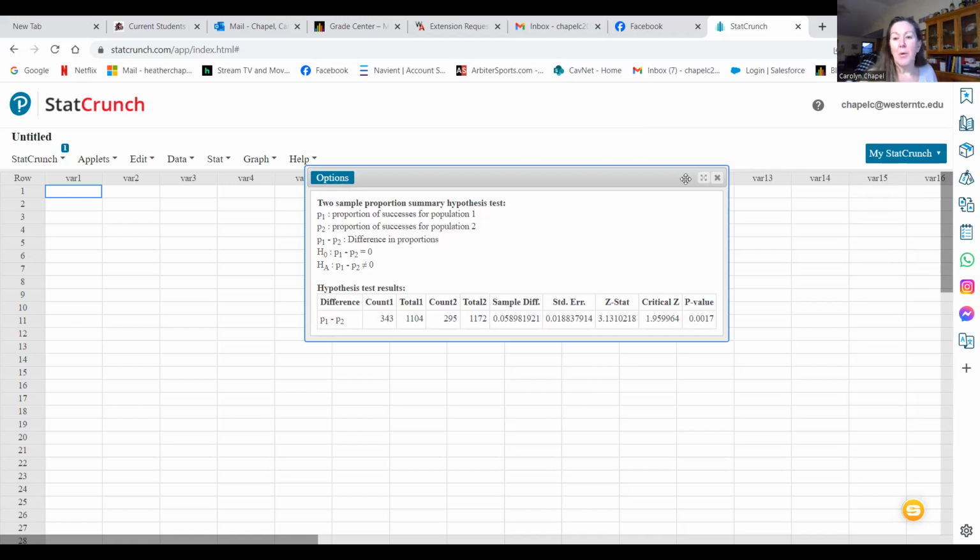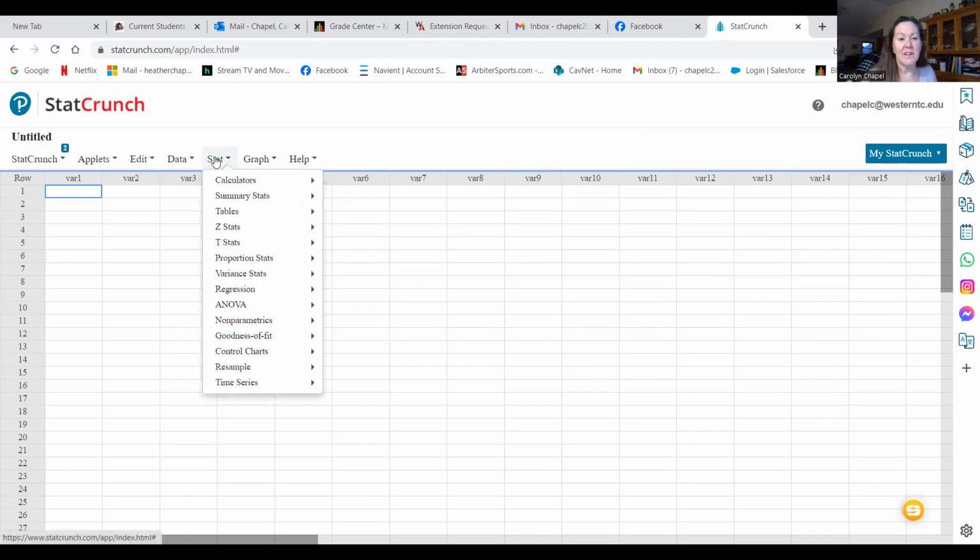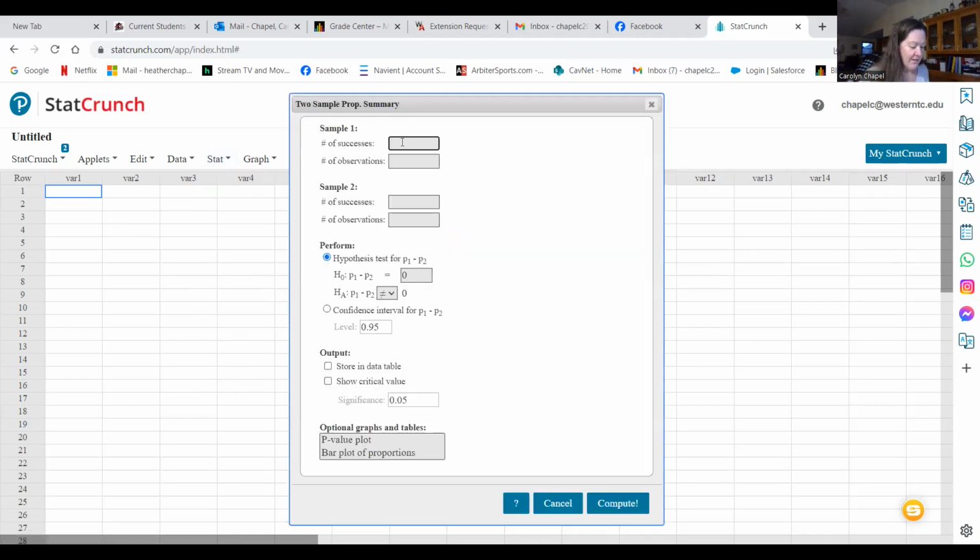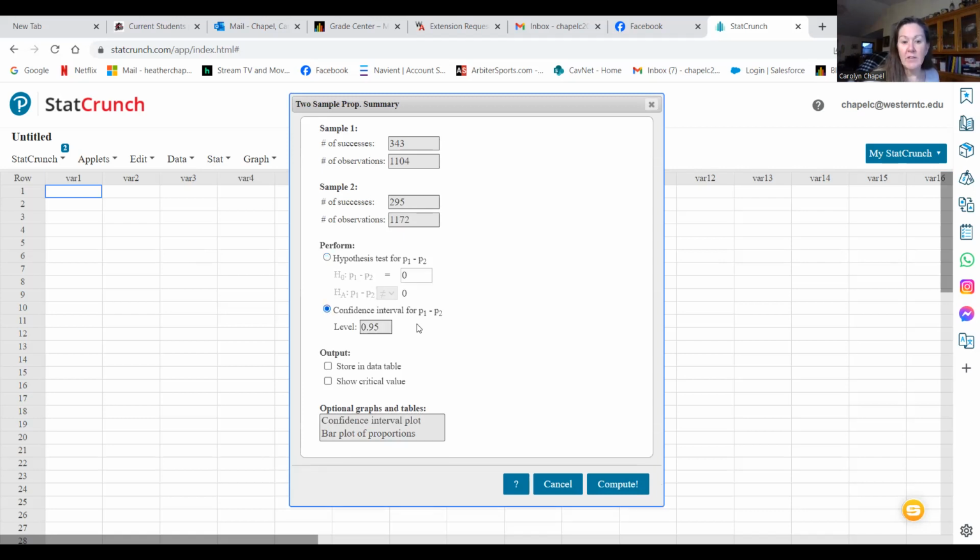All right, I'm going to go back, close this, and this time I'm going to get that confidence interval, so I can remind you how to get a confidence interval for 2 samples. So again, 2 samples with summary. Again, we have to type in all of our information, so that 343 out of our 1104, our 295 out of the 1172. This time we're not doing a hypothesis test, we're doing a confidence interval.